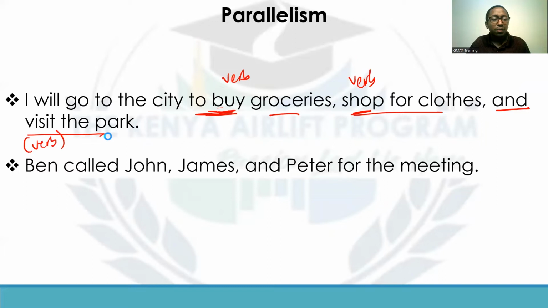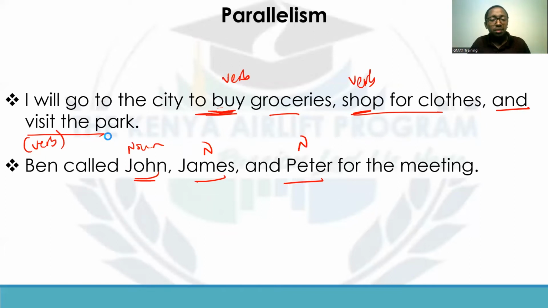And then the second example: Ben called John, James, and Peter for the meeting. You can see here we have a noun, we have another noun. Meaning-wise, it's okay because you can say Ben called John for the meeting, or Ben called James for the meeting, Ben called Peter for the meeting. It's not a must that whatever is in the list should be verbs or should start with a verb. Even nouns or other parts of speech can be used to construct a parallel sentence.